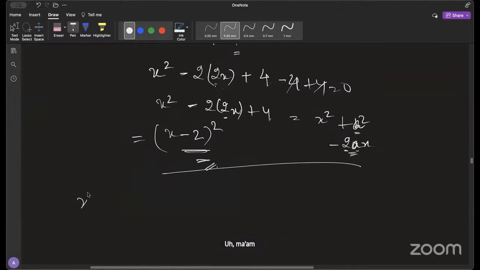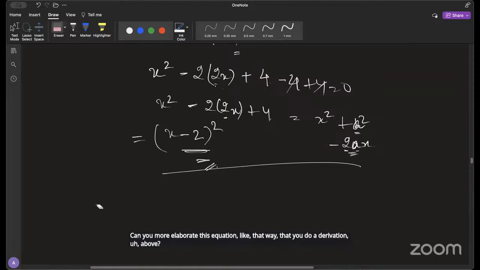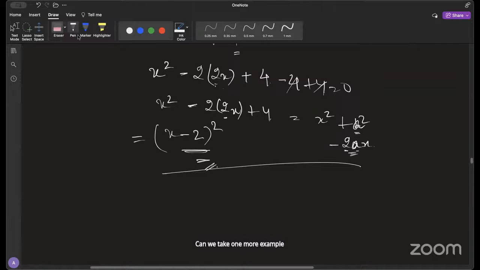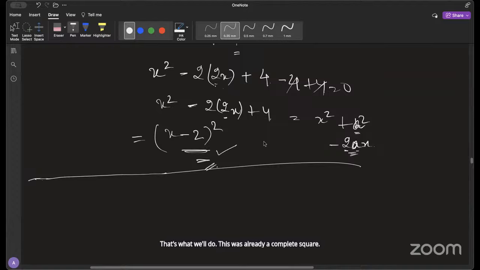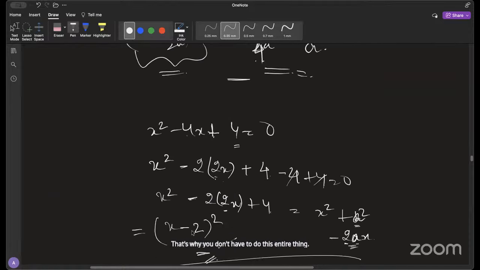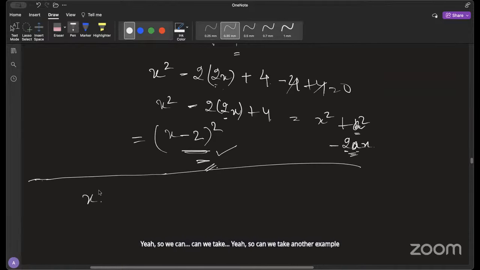Then we can move to something which is not a complete square. Yes, ma'am, can you elaborate this equation more, the way you did the derivation above? Can we take one more example of this type of equation so that we can learn more? Yes, ma'am, that's crystal clear. This was already a complete square, so we don't have to do this. Yes, we'll take another example where the a, b, c is present.